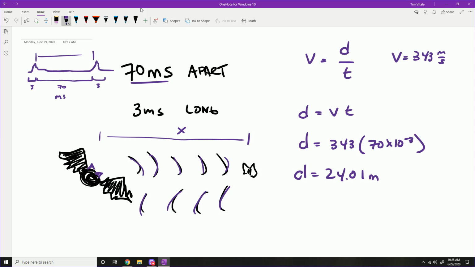Now here's the thing though, that's not how far away the moth is. Remember, the sound has to go to the moth, bounce off of the moth, and then come back to the ears before the next pulse is created. So we actually have to halve this by 2, because the total distance is here and back, and we just want to know what is half of that distance, because that's how far the moth is going to be. So if we divide that by 2, we get about 12 meters.